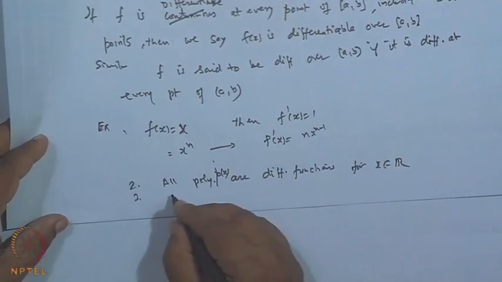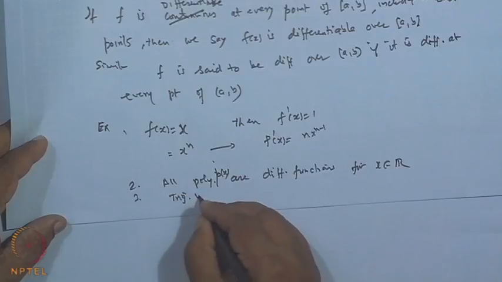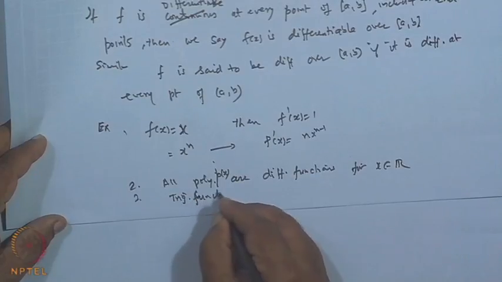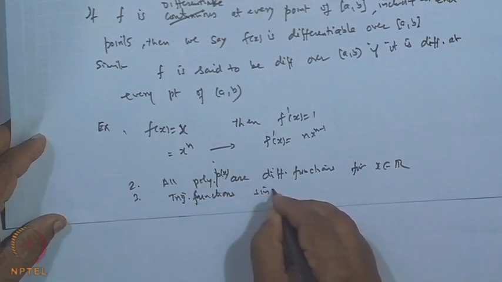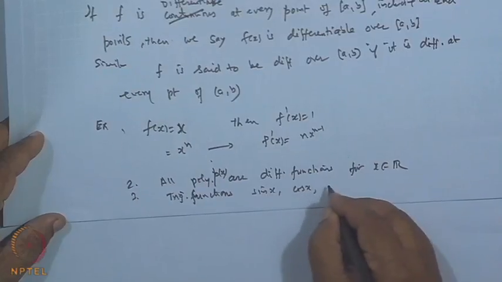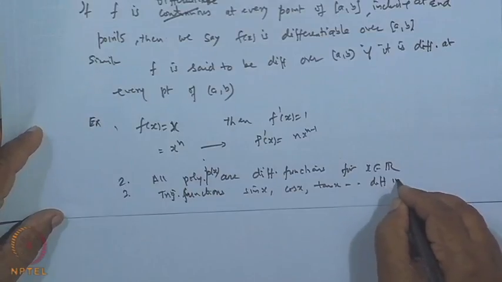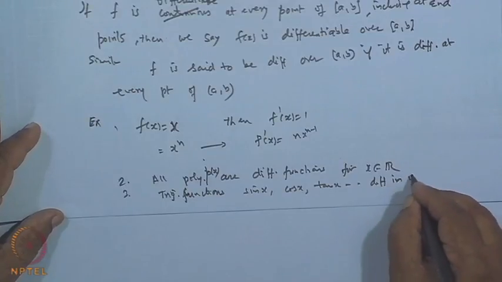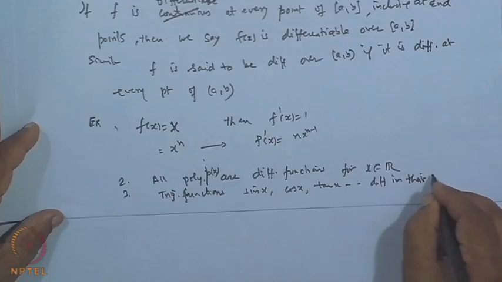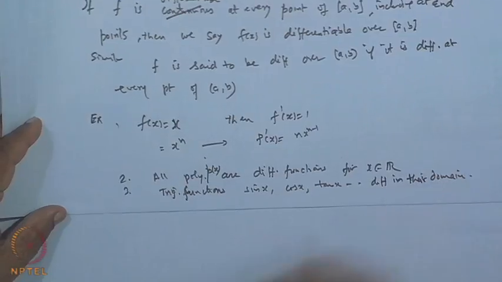Then trigonometric functions like sin x, cosine x, tan x are all differentiable in their domains. These are all examples, results which we know from calculus, the differentiability of various functions and formulas for it. So, we are not going into detail for that.